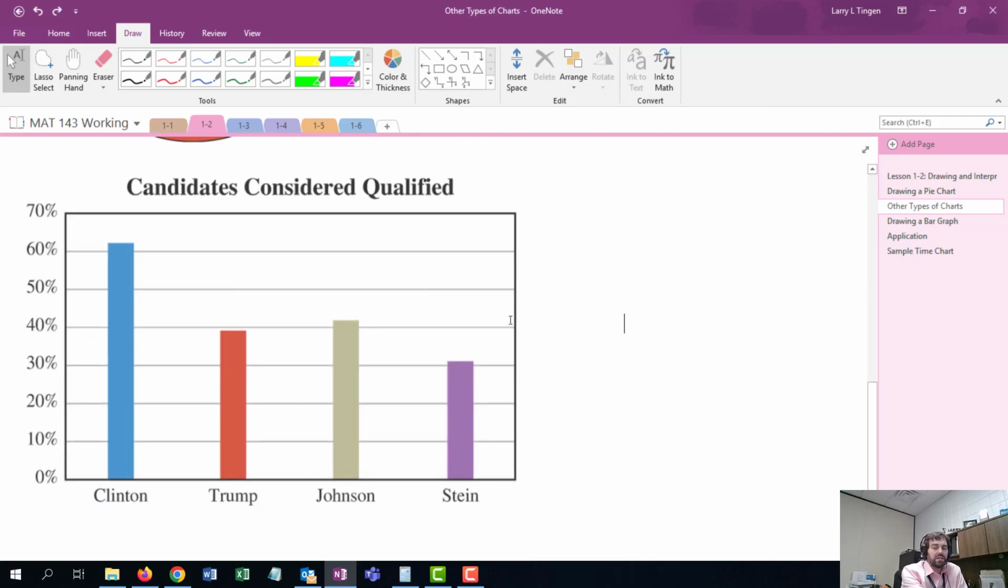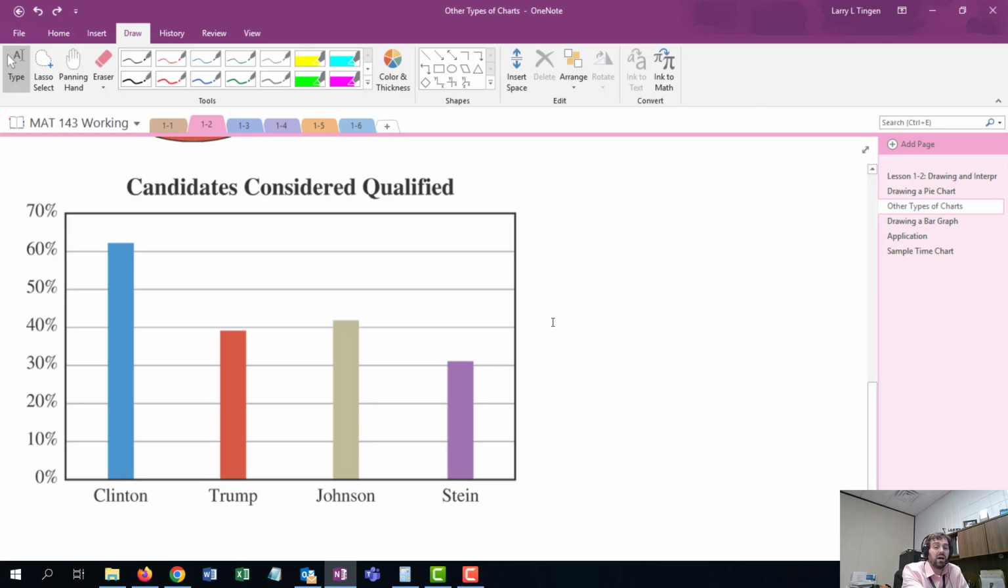This question says, which candidates do you think are qualified? In this question, you can answer multiple people, right? You can say Clinton, Trump, Johnson, and Steiner, all four qualified. You can say that just one of them is qualified. You can say just two of them, just three of them, or all four are qualified.